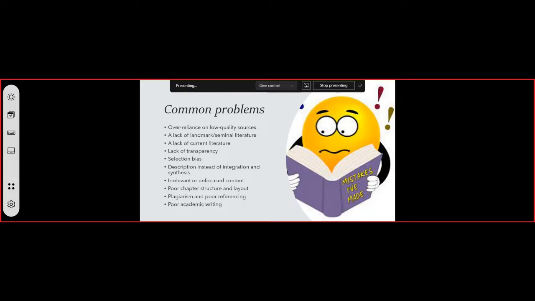I often find it problematic when there's description instead of integration and synthesis, and I think we've spoken about that a lot.